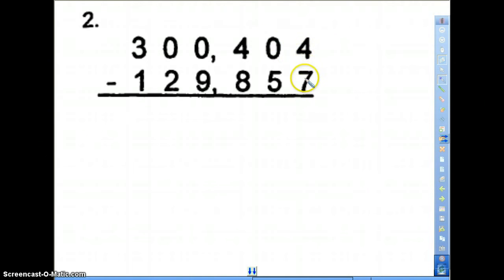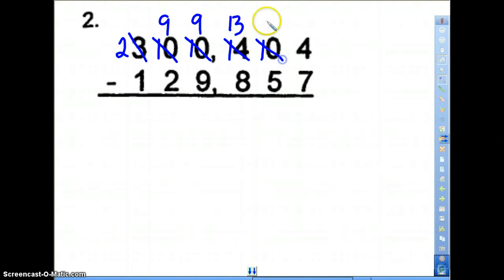Okay, let's see here. I'm going to have to borrow here. I can't do this. I'm going to go all the way over here, and I'm just going to start borrowing. And I'm just going to carry it all the way down the line. I'm going to borrow from the 3 and make that a 2. That makes this a 10. I'm going to borrow here, make that a 9. That makes this a 10. Borrow 1 here. That makes this a 9. That makes that 14. Borrow here, that makes that 13. This becomes 10. Borrow here, that makes the 10 a 9. That makes this a 14.